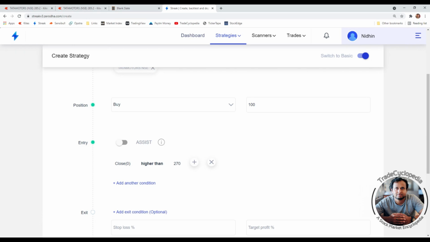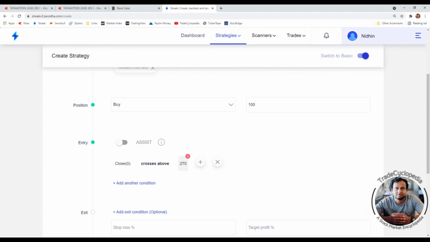But I cannot use this condition, because if I use this, the order will be placed instantly. So in that case, I can use crosses above. Crosses above 270 means if I'm deploying this condition to the live market, then it will not execute, because this specific trade will happen only if the stock price is below 270 and then crosses above 270 in the live market. So this will happen on a gap up trade as well.